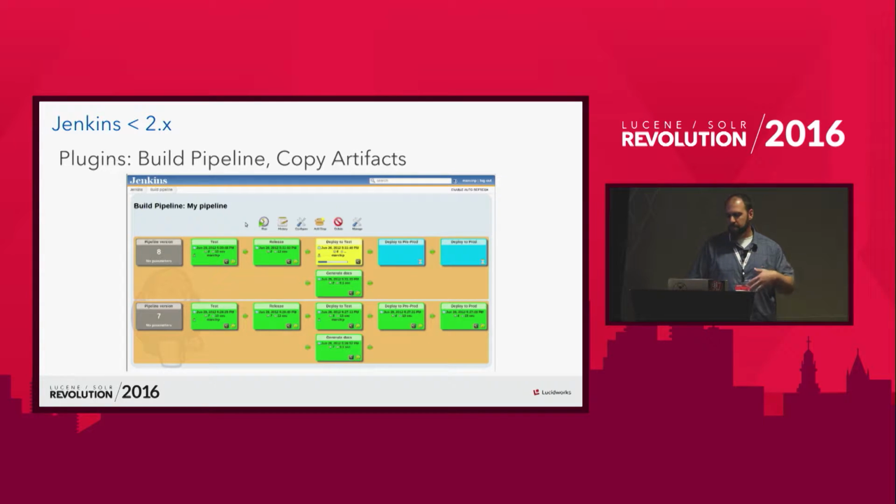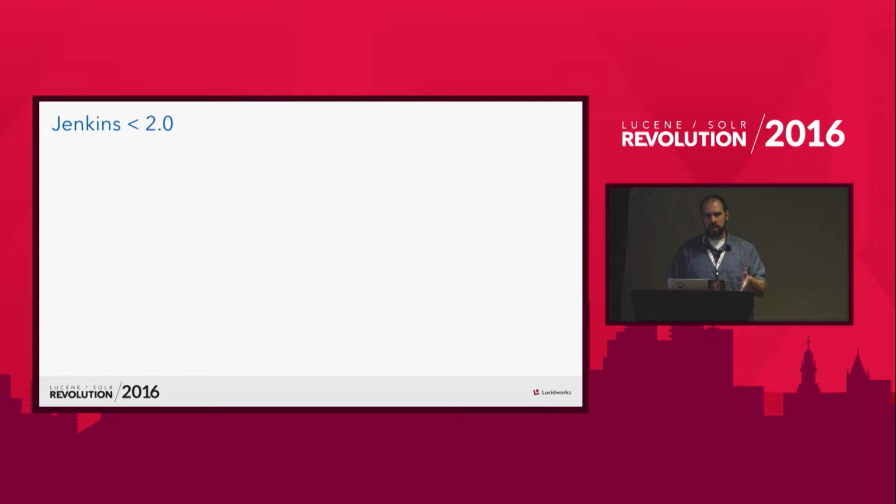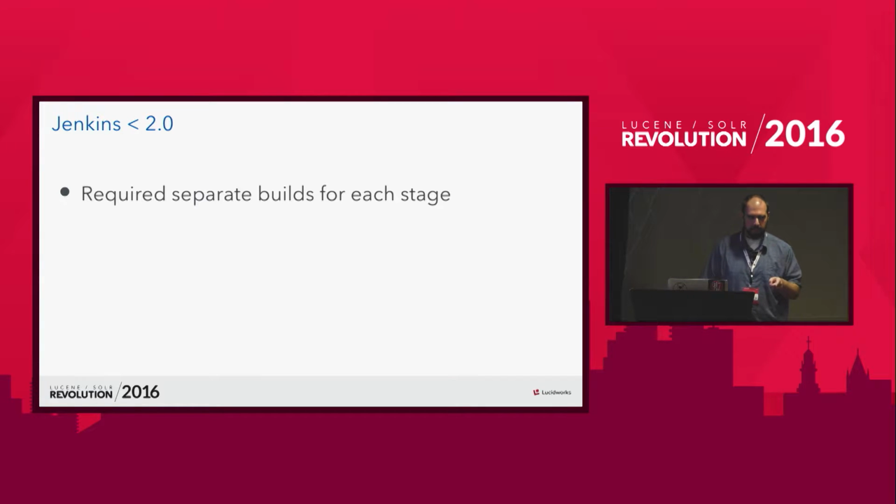But prior to 2.0 version, pipelines were implemented with plugins. And the two plugins that would be of interest are the build pipeline plugin and the copy artifacts plugin. Those are two that I utilized in order to develop it. But when the announcement came, I had to make a decision. And I'd recognized some disadvantages with the old plugin process, which was that each stage of your build pipeline required a separate build, and you had to wire them together in the properties of the build.